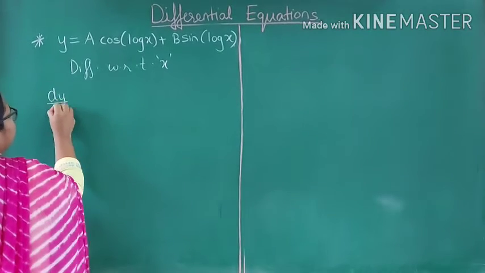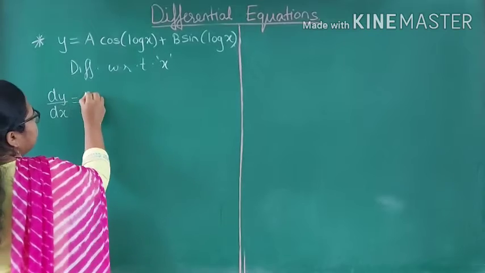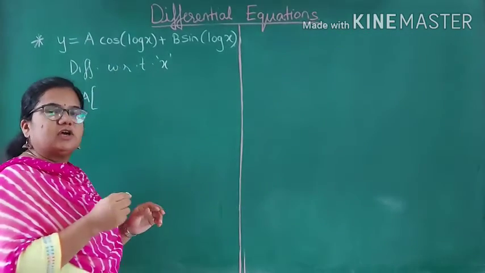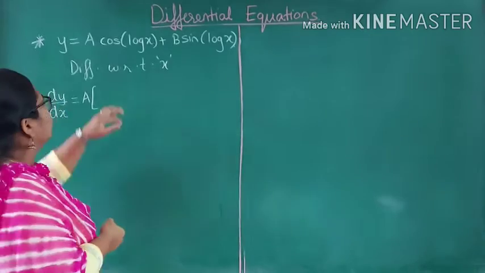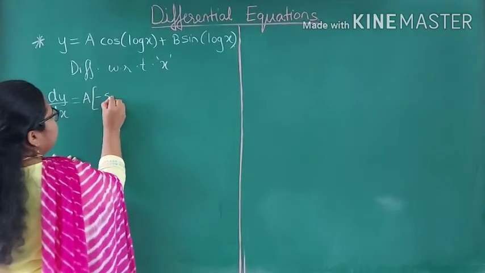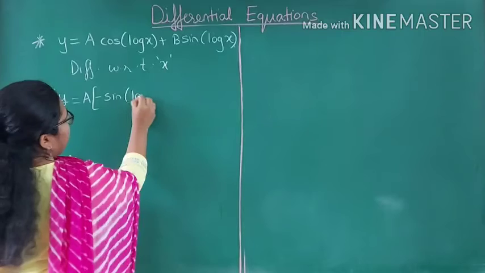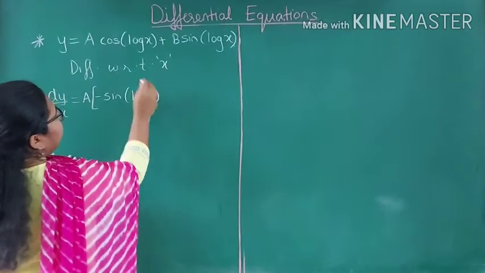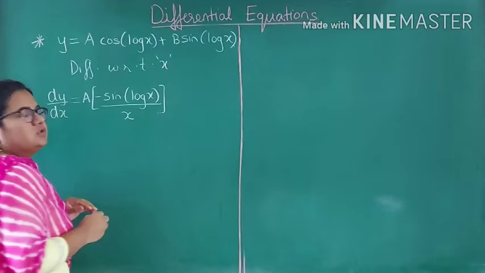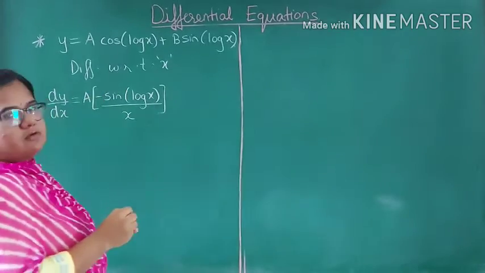dy upon dx. a is constant. Now what is derivative of cos of log x? Now here we have to use chain rule very clearly. Derivative of cos is minus sin. So this will become minus sin of log x. And again what is derivative of log x? It is 1 upon x. So upon x. So this becomes your derivative of cos of log x.